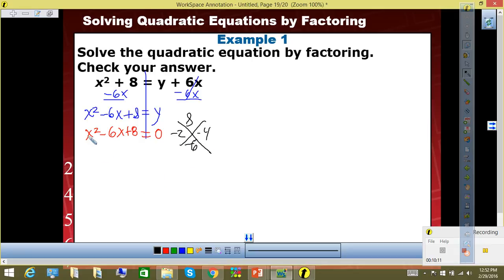That is correct. So we rewrite this. We rewrite x squared. What else? Negative 2x. What else? Negative 4x. What else? Plus 8 equals 0. Copy that, please.